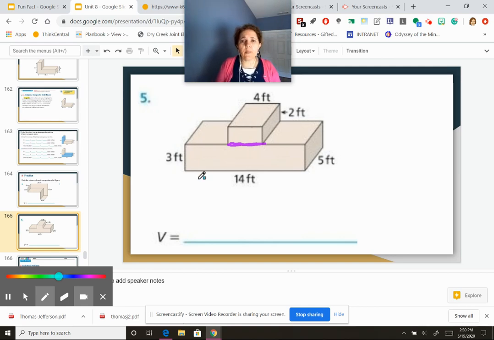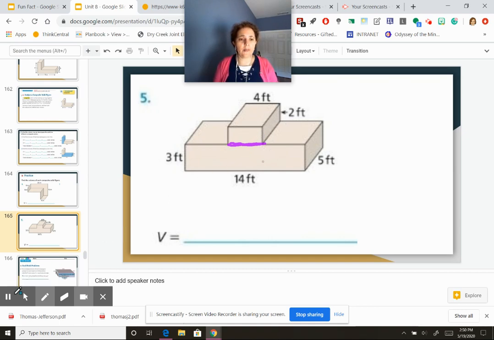Okay, so go ahead. Again, if you don't have your math book, pause the video, trace it, and then color in your different shapes. If you don't have your math book, color one shape, one color, and the other shape, a different color, and then come back to me.